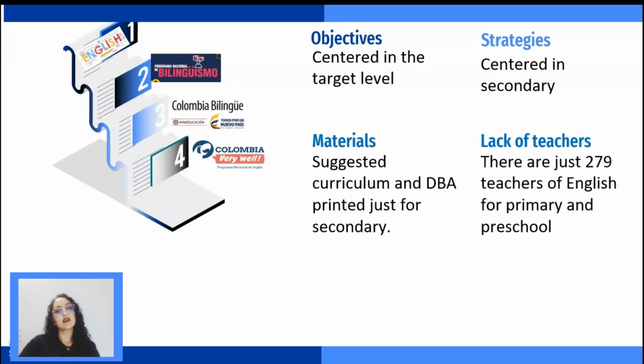Regarding the objectives, in most of the programs they are centered on measurable results in the target level of language that is expected in the national exams. As a result, the strategies to improve the English level are centered on higher levels. Those strategies include materials, professional development for teachers, and English language teaching environments.